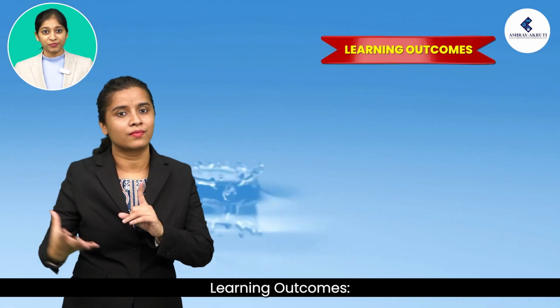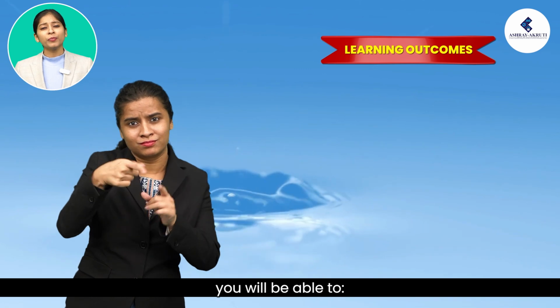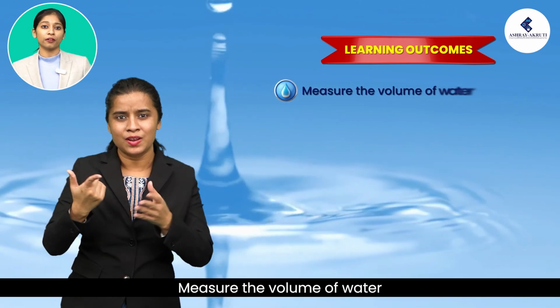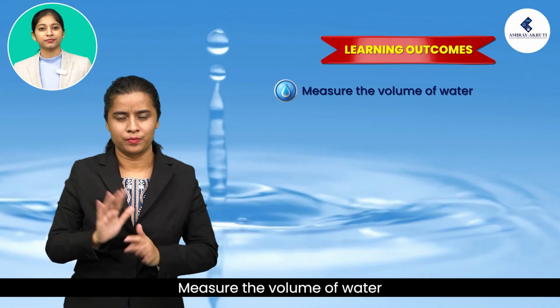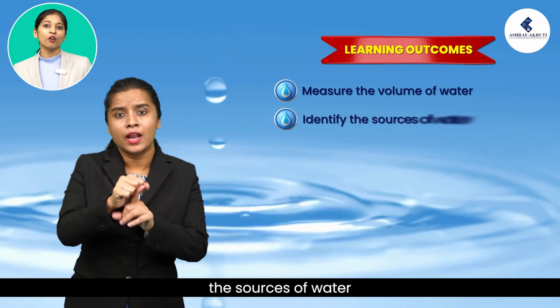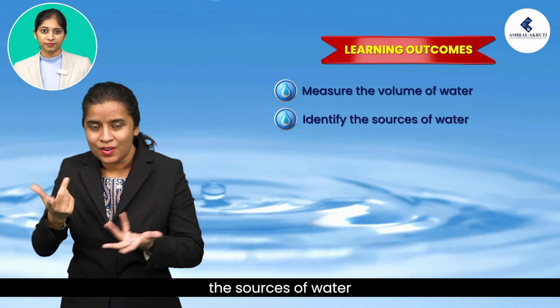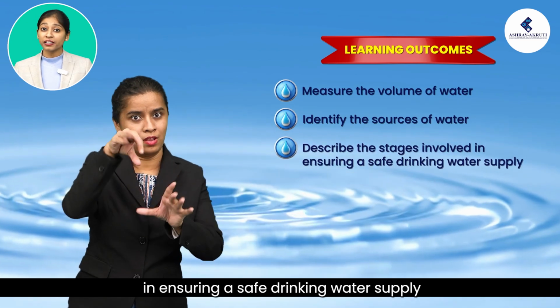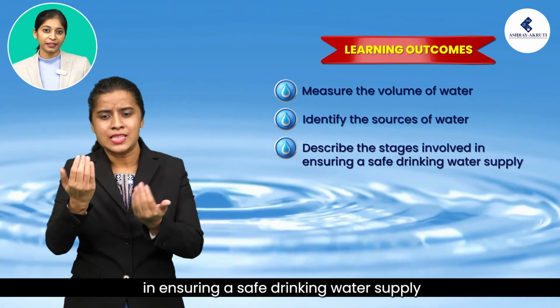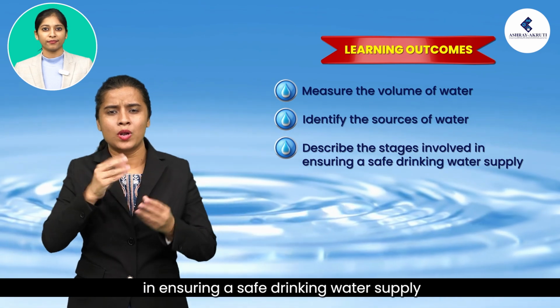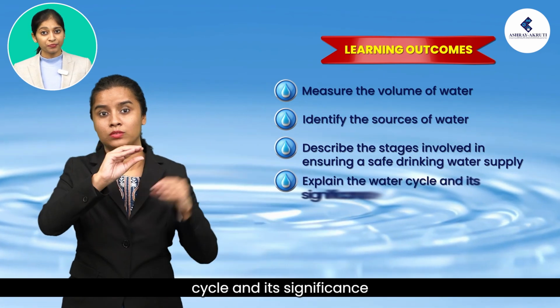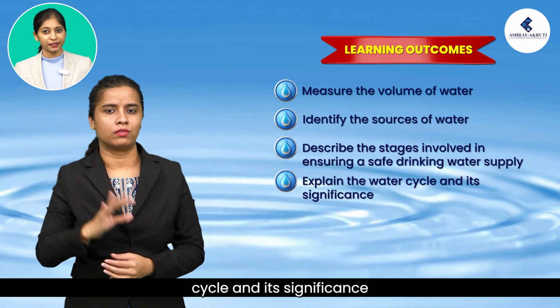Learning outcomes. After studying this topic, you will be able to measure the volume of water, identify the sources of water, describe the stages involved in ensuring a safe drinking water supply, explain the water cycle and its significance.